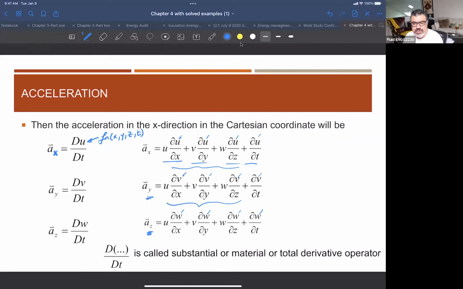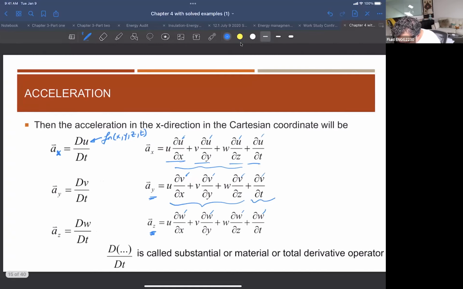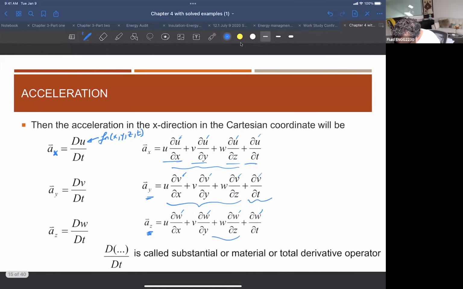The first three components here are dependent on the distance, the location, the change because of the change of the location. The fourth one here is the change locally. So at the same point, but with time, right? That's why we call the first three components here, or these ones here, your convective acceleration. And this last one here is local acceleration.